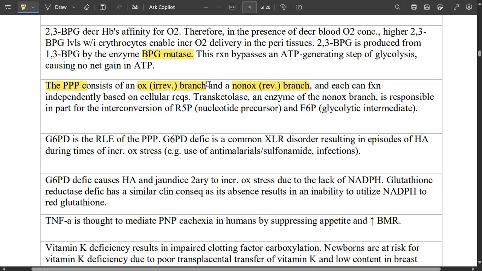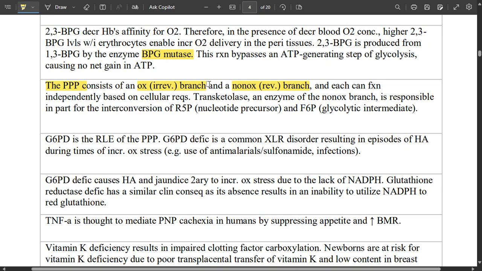requirements. Transketolase is an enzyme of the non-oxidative branch, responsible in part for the interconversion of R5P, ribose 5 phosphate, and fructose 6 phosphate, a glycolytic intermediate. Ribose 5 phosphate helps in DNA synthesis, and fructose 6 phosphate is a part of glycolysis. So the PPP and the glycolytic cycle are related. How? In the non-oxidative branch of the pentose phosphate pathway, there is generation of fructose 6 phosphate, which is an intermediate for glycolysis.